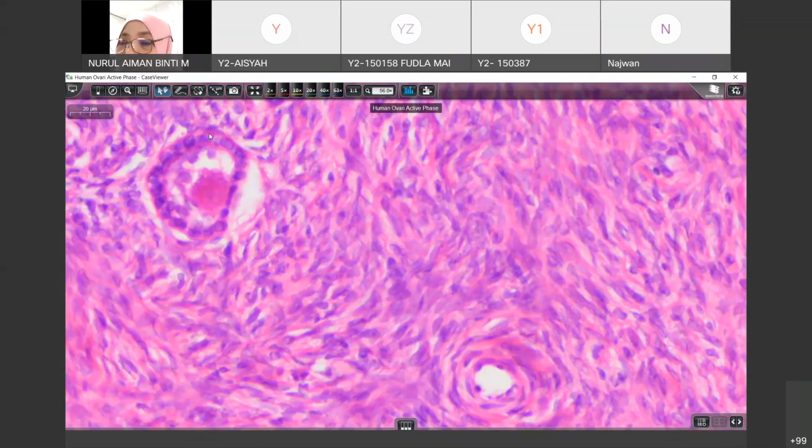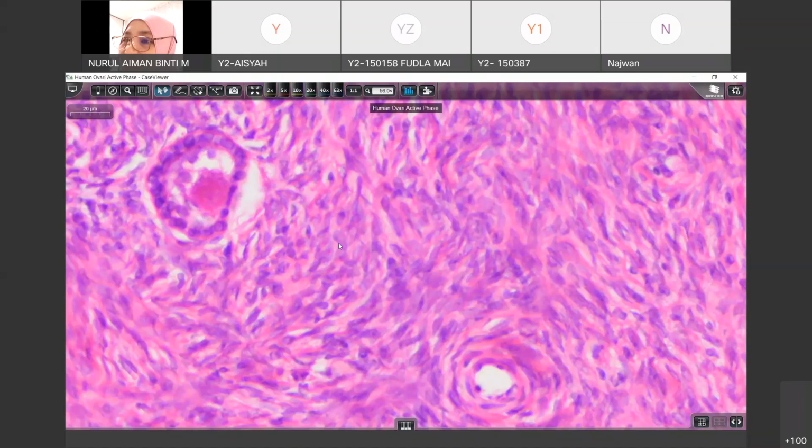The secondary follicles already have the formation of the antrum. Of course, you can't see the antrum here. If you can see the antrum, that's already a secondary follicle. But the oocyte here, you can see very clearly. You can see the nucleolus of the oocyte, the nucleus, but of course it's a little bit disrupted because of the preparation of the tissue. But this is the primary follicle.